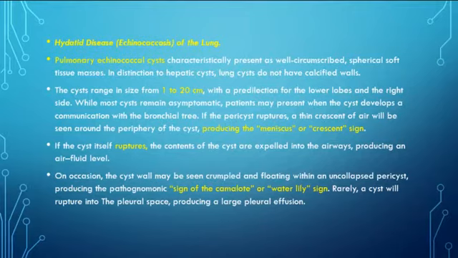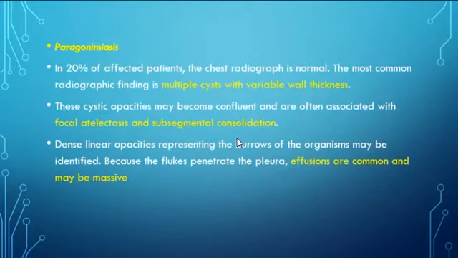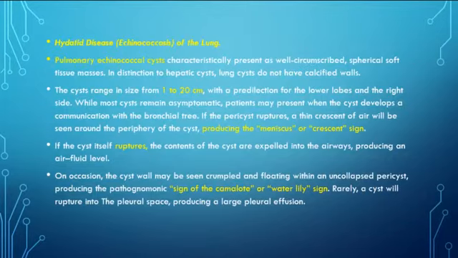The cysts range in size from 1 to 20 centimeters with a predilection for the lower lobes and the right side. While most cysts remain asymptomatic, patients may present when the cysts develop a communication with the bronchial tree. If the pericyst ruptures, a thin crescent of air will be seen around the periphery of the cyst, producing the meniscus or crescent sign. The pericyst is the fibrous capsule around the cyst, not pulmonary tissue. The cyst will be intact, but some air will come between the fibrous capsule and the cyst. Listen, crescent-like sign.